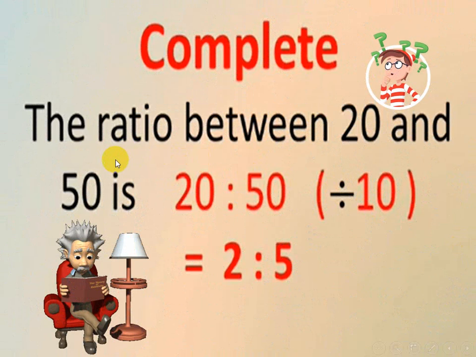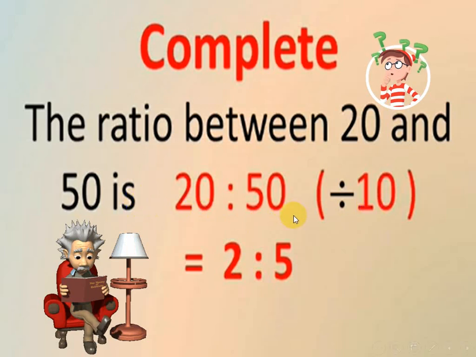Another new example, my dear students. The ratio between 20 and 50. 20 is the first number, so I write 20 in the numerator, to 50. I can write it as a fraction or a ratio, 20 to 50. Both of the two methods are correct. Over or to. 20 to 50.